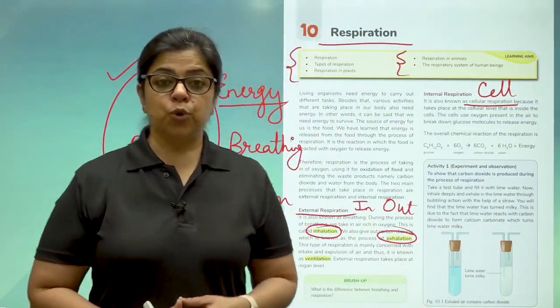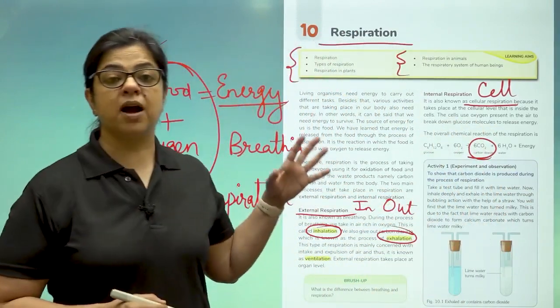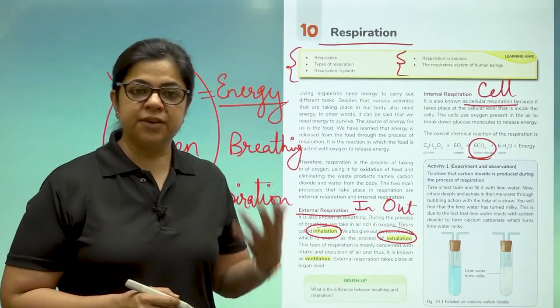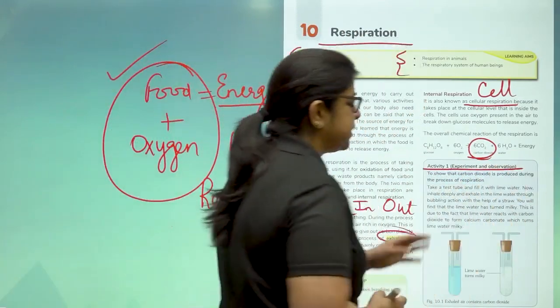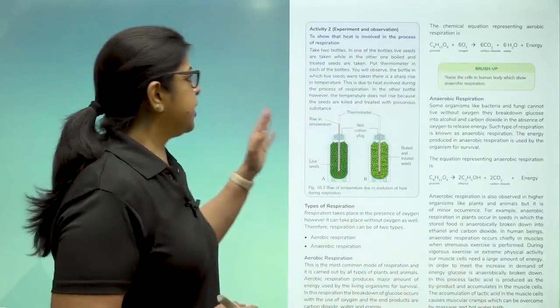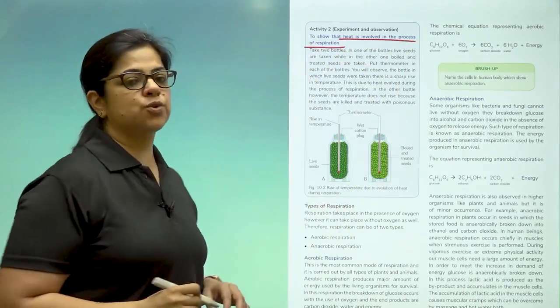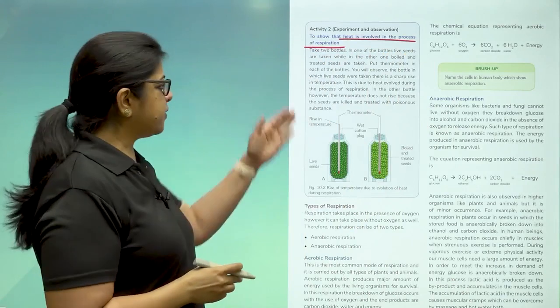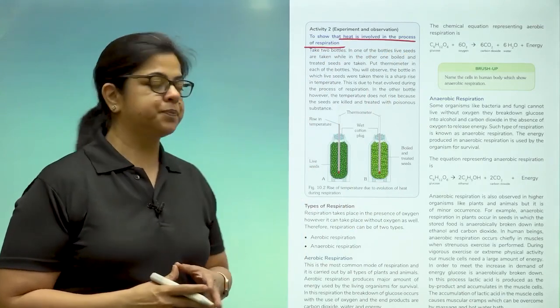Interestingly, we can prove how oxygen is used up and carbon dioxide is given out in this process. This we can do through an activity that has been given in your book. Similarly, we can also prove that heat is involved in the process of respiration through another experiment, a very simple one which is given here.